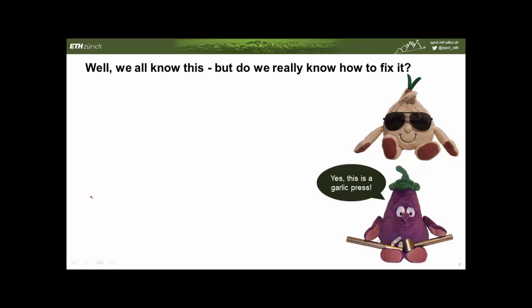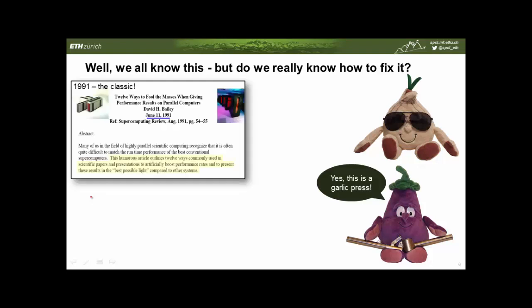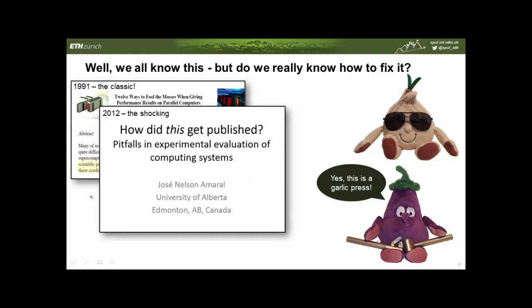Okay, so now let me get to the point. We all know all of these things. We all have seen many examples like this. So basically, this is the second player in our game. This is Eddie, Eddie the eggplant, and Eddie is the good guy, the person who will tell Garth how to do it right. Just to make this a little bit more entertaining, but we've all seen examples of Eddie. So, for example, David Bailey published his overview of 12 ways to fool the masses in '91. Then there is the shocking one that I really find very shocking. This is very interesting if you want to look at it, but I will have the main contents in this talk.